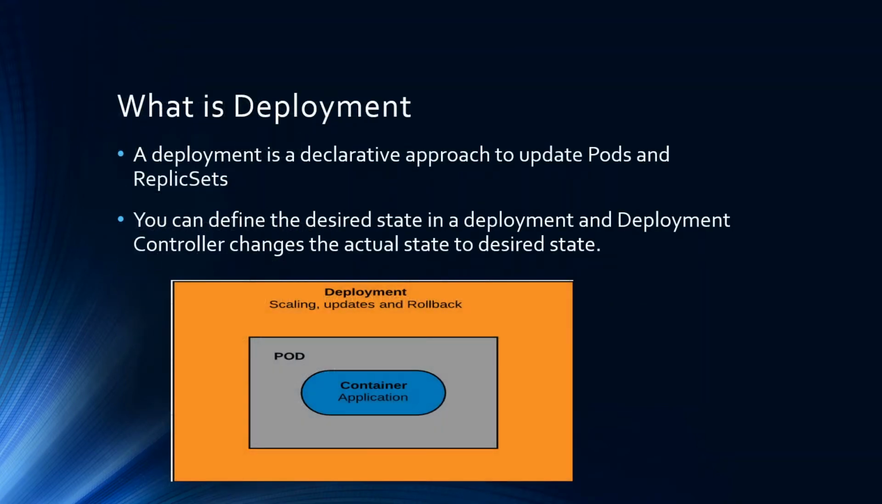So according to Kubernetes, what is deployment? A deployment is a declarative approach to update pods and replica set. You can define the desired state in a deployment and the deployment controller changes the actual state to the desired state. That means the deployment controller helps you to transform your deployment from the actual state to the desired state. How can it be done? Let's see.